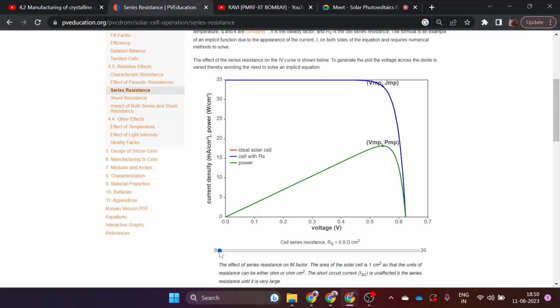If I am increasing this RS, see which part is changing. This slope is changing. It is going this way. So this is the impact of series resistance. Due to this, the maximum power point is also changing, and if the maximum power point is changing, then the efficiency of a solar cell is decreasing.